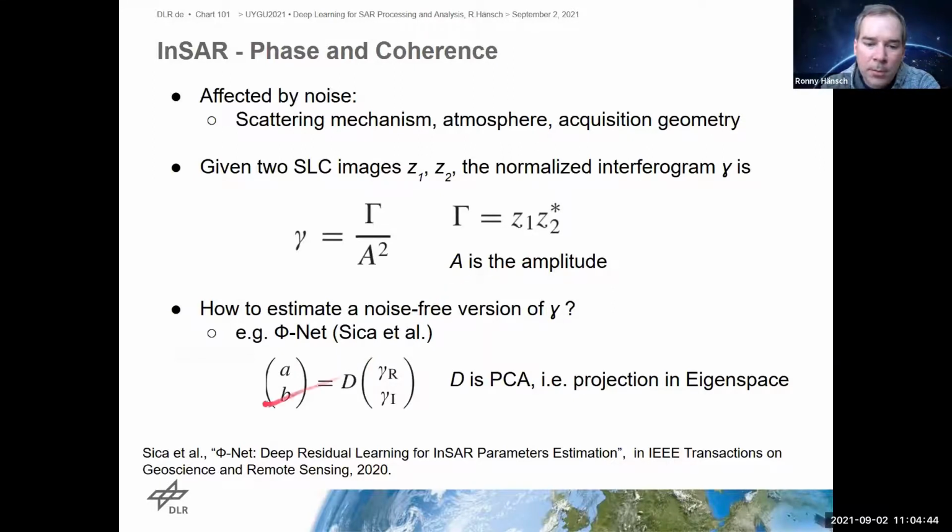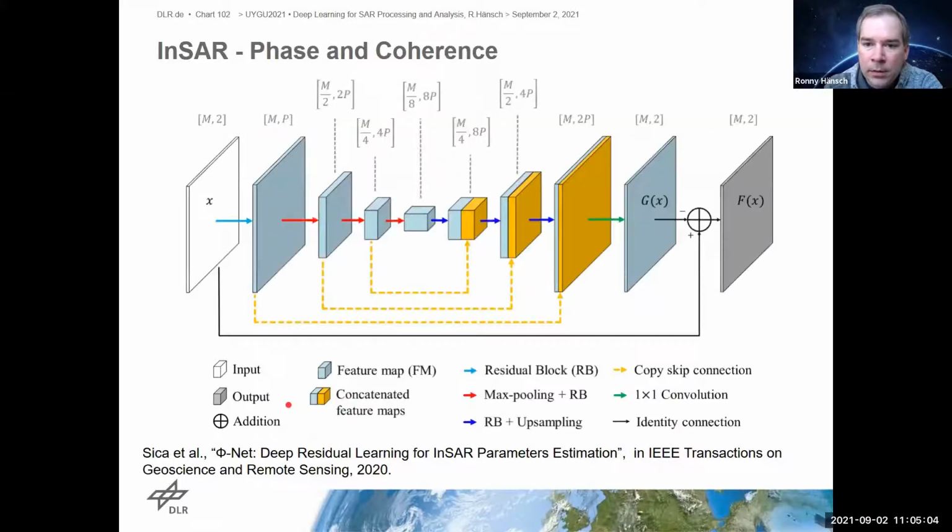One nice work by colleagues of mine is called FiNet. What they do is a PCA, basically a projection into the eigenspace based on the real and imaginary part of this complex interferogram in order to obtain A and B. And this is the input to a convolutional network that is then supposed to estimate an improved version. So those A and B values go into a neural network, and what you want to estimate at the end is a denoised version of this. It's again a residual architecture, but otherwise quite standard.